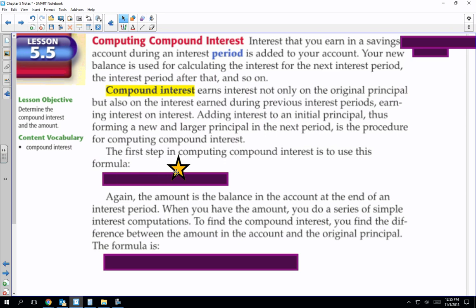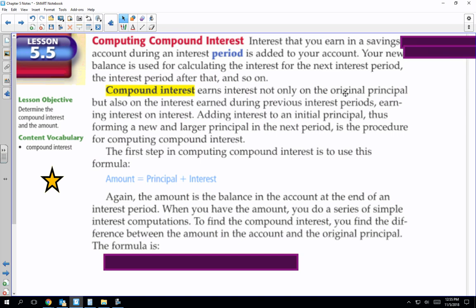The first step in computing compound interest is to use this formula. So go ahead and write this in your notes. The amount in your account is equal to principal plus your interest. Again, the amount is the balance in the account at the end of an interest period. When you have the amount, you do a series of simple interest calculations.